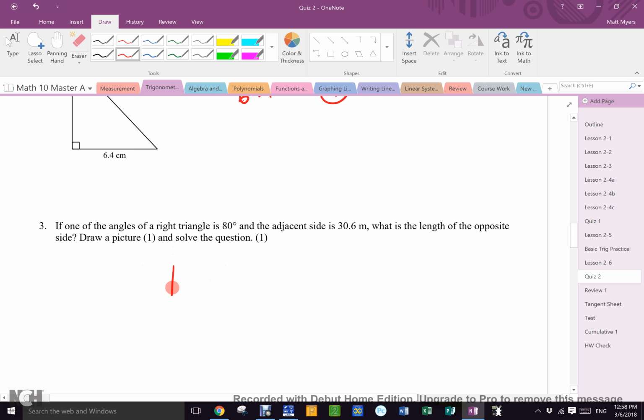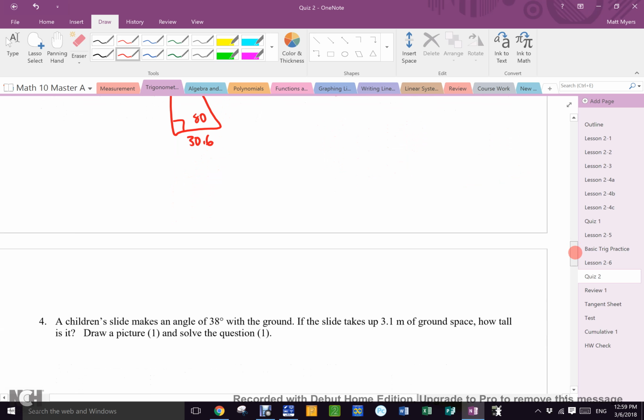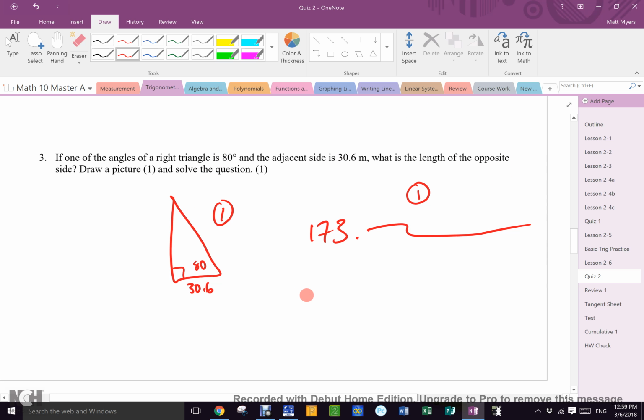Two things here. One for the drawing. You had to put the 80 on the short side. Right? I don't care how you do it. You could have drawn it lying down, but the 80 had to be there. This was 30.6. That's got you 1 mark, and then your answer of 173 point blah got you the 2nd mark. Because, of course, you did tan. Opposite over adjacent, 30.6, tan 80.